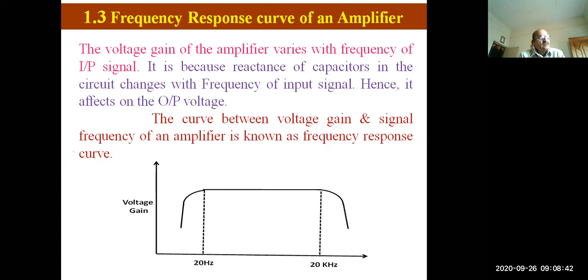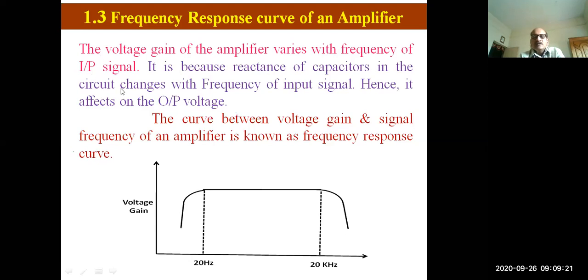Output voltage decreases, so gain decreases. If input voltage is constant, output voltage varies according to the frequency. What is meant by gain? And why can we observe the gain here? The voltage gain of the amplifier varies with frequency because there are capacitances in the circuit, and the reactance of the capacitor changes with the frequency of the applied input signal, and hence it affects the output voltage.